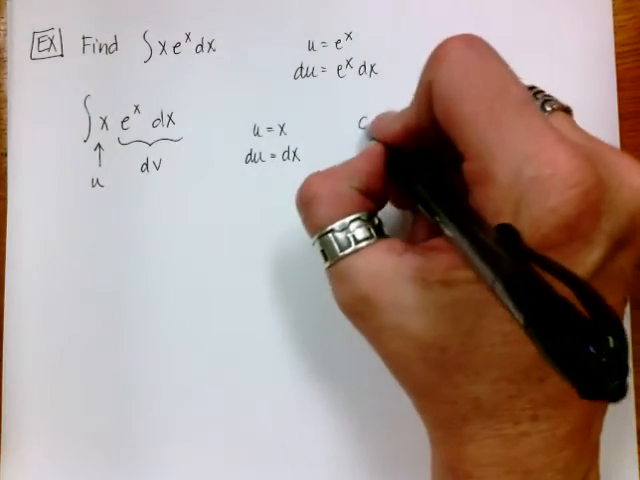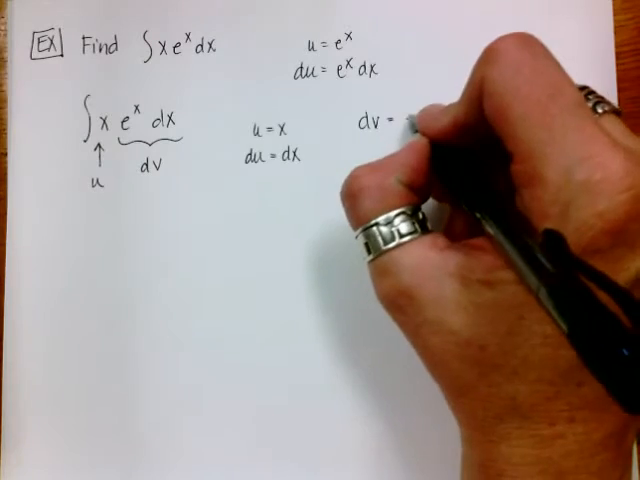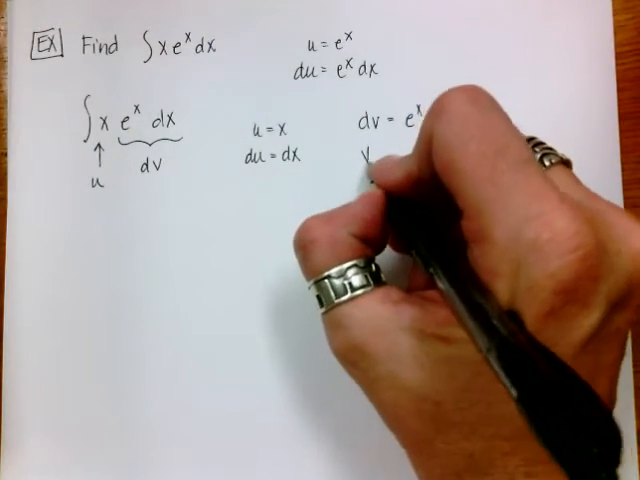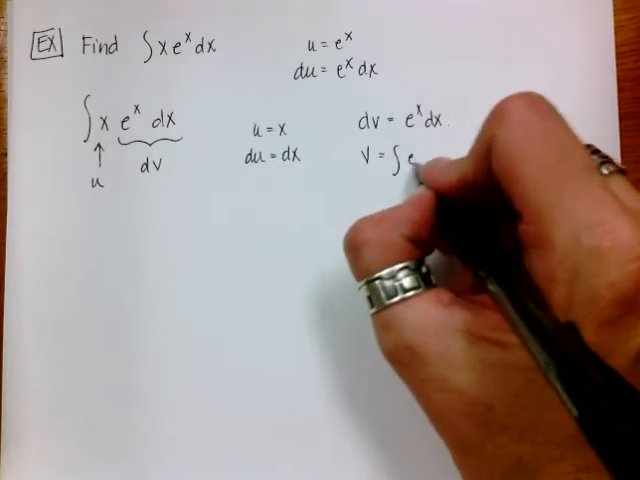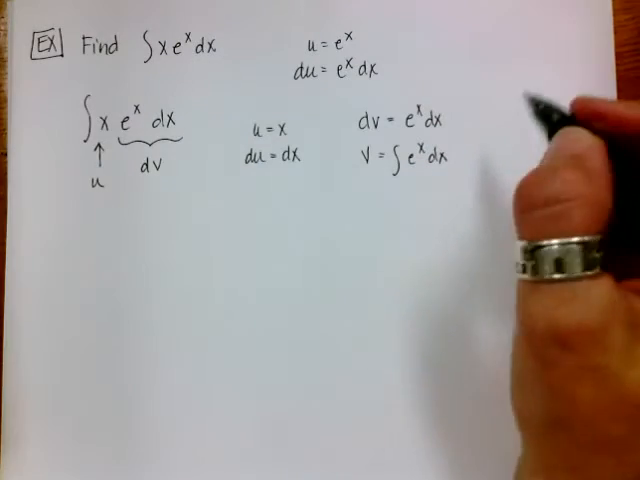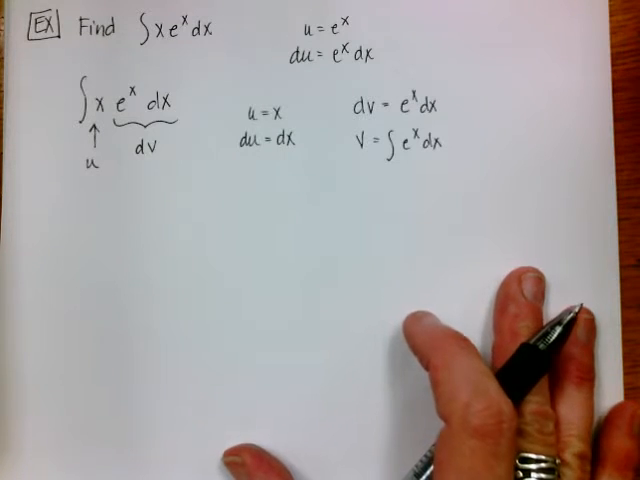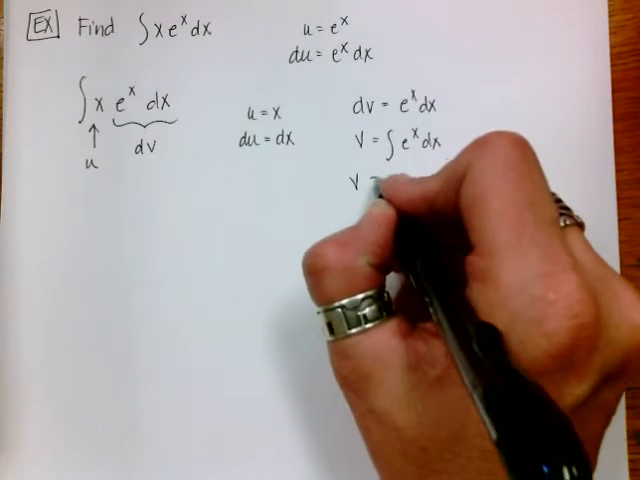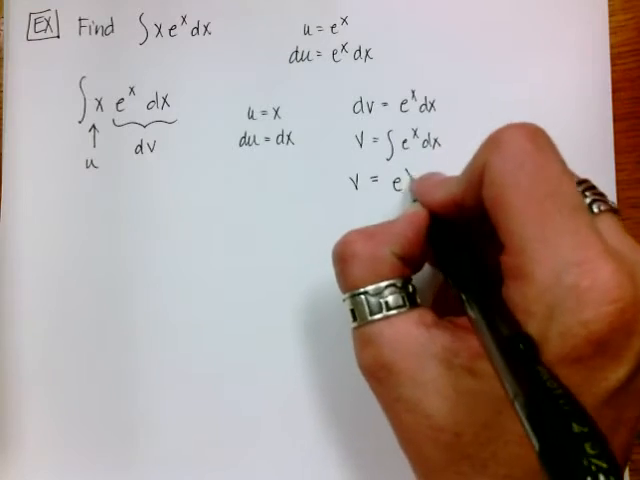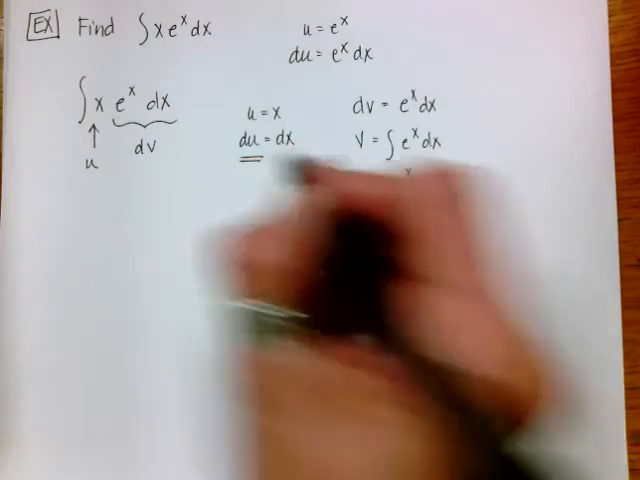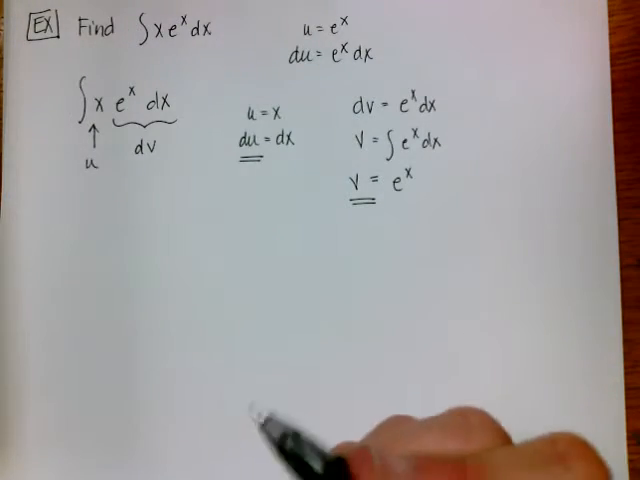And then my dv is going to equal e to the x dx, but I need to get to my v, so I'm going to integrate e to the x dx, because if I start with the derivative and I integrate it, I get back to v, because I'm going backwards. Then v is going to equal e to the x, okay? Alright, so I need this information and this information.